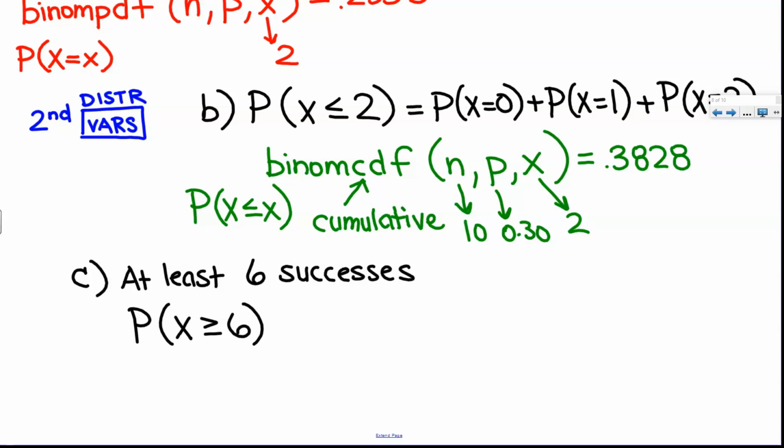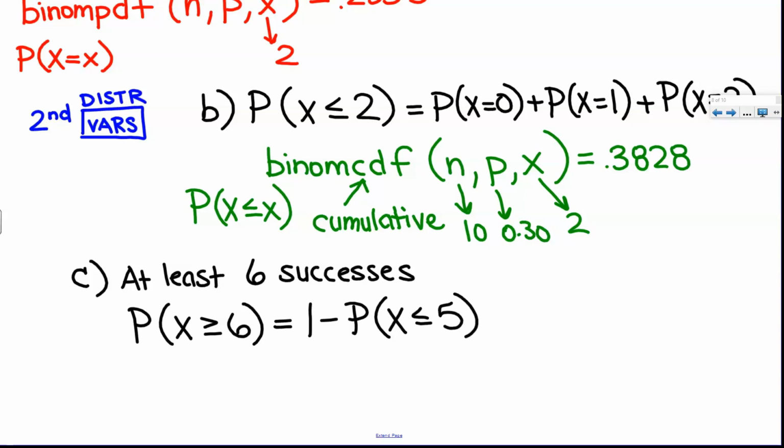Now this is greater than or equal to, so we can't just go to the CDF and use 6, right? Because that's going to give us 6 or less. But we want 6 or more. So we could do that by using the PDF, right? We could add 6, 7, 8, 9, 10 together. That takes way too long. So what we're going to do instead is we're going to think of the complement.